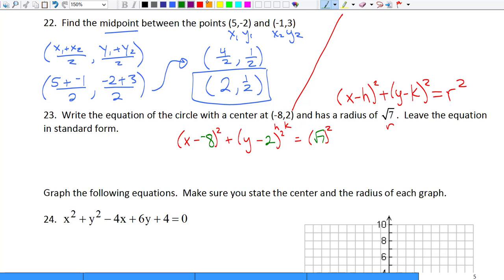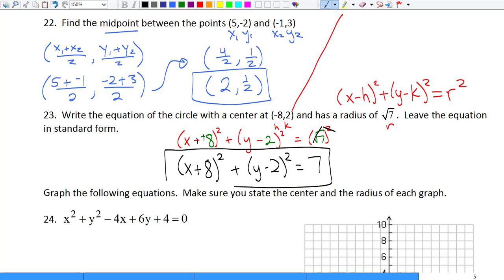Now you can't leave it like this and get full credit because no one writes minus a negative. Instead of minus a negative, we're going to add a line and change the sign and write instead x plus 8 squared plus y minus 2 squared. Also, the square and the square root undo each other and you're just left with 7. And this is my final answer.